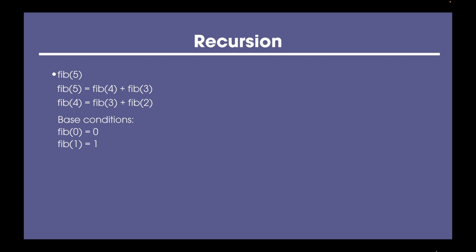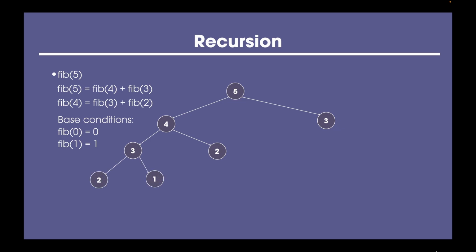Let us visualize the recursion. Say we want to evaluate the fib of 5. As per our recursive case, it will be equal to fib of 4 plus fib of 3. Let us evaluate the left child, that is fib of 4, which is equal to fib of 3 plus fib of 2. Once again, let us evaluate the left child, that is fib of 3, which is equal to fib of 2 plus fib of 1.